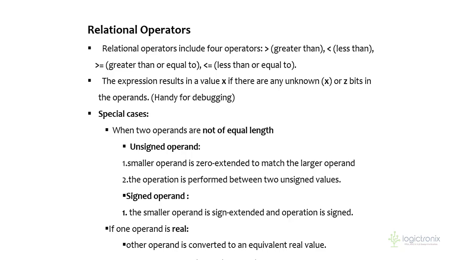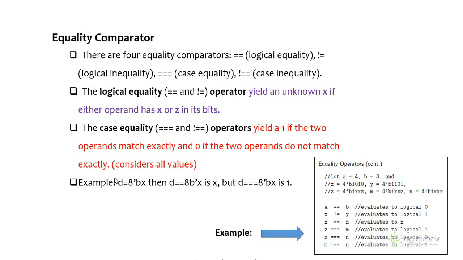Another is relational operators. Relational operators mean basic relations like greater than, less than, greater than or equal to, and less than or equal to. We can have multiple examples of relational operators. Another is the equality operator. Equality operators include logical equality, inequality, case equality, and case inequality. They also give a true or false result.